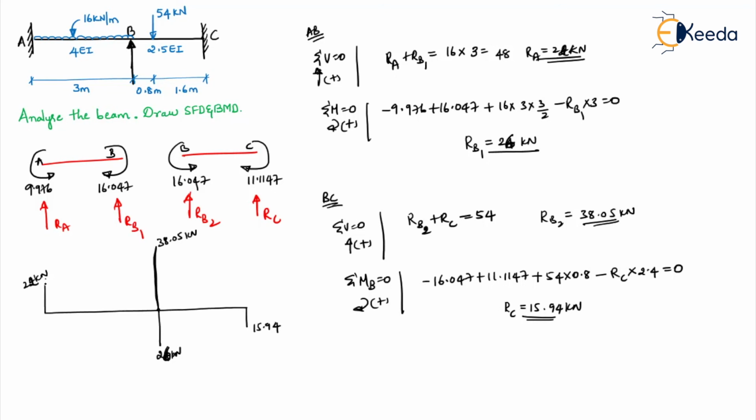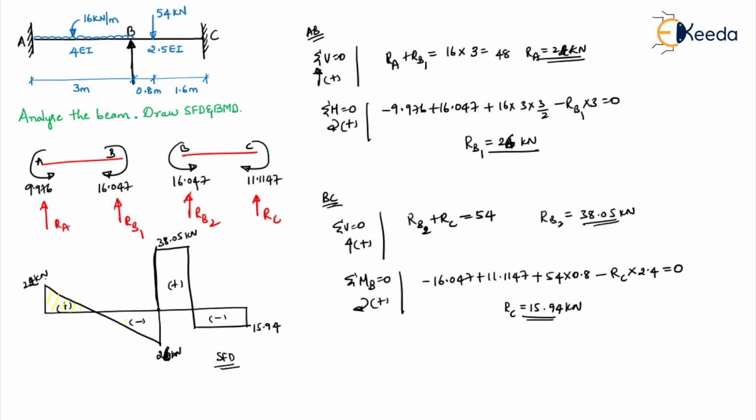Okay, so there is a UDL here, so linear. At the point load, straight, then vertically down by 54, then join this. If you observe, 38.05 plus 15.94 will give you how much? 54. That should come here, that much. So this is your positive, this is your negative, and this is your negative. So this is your shear force diagram for this particular problem.